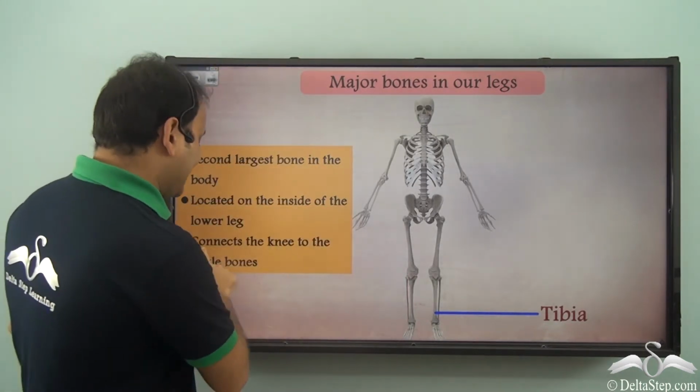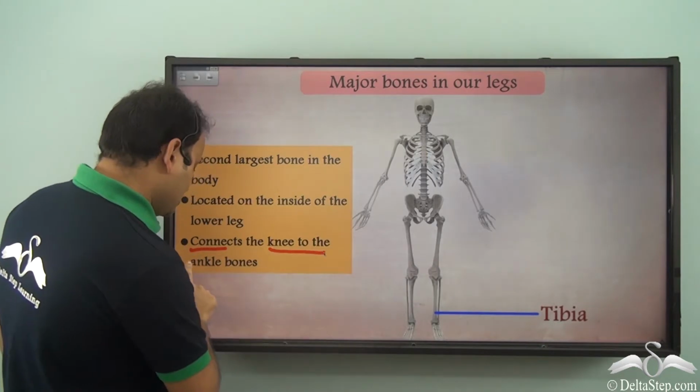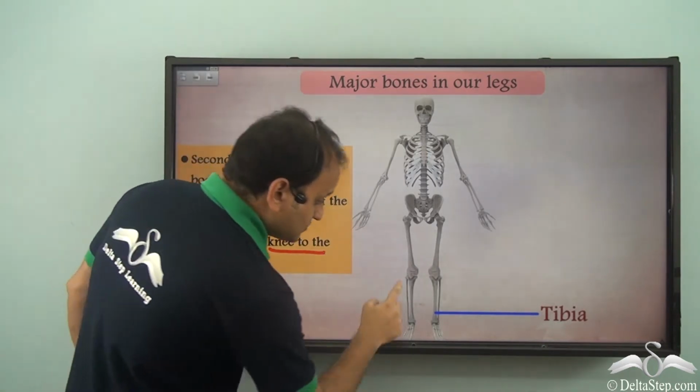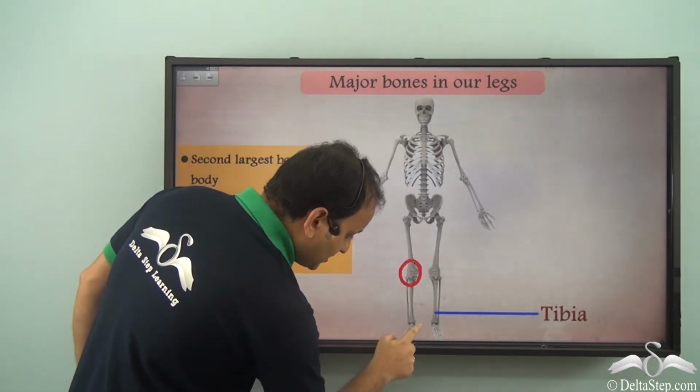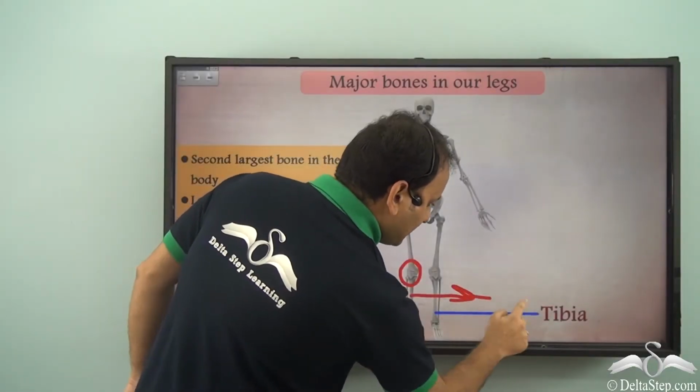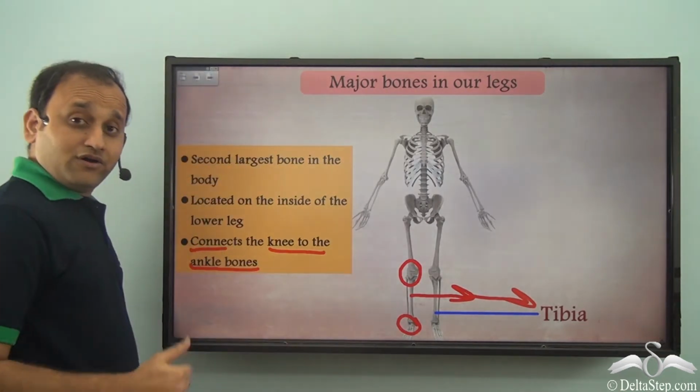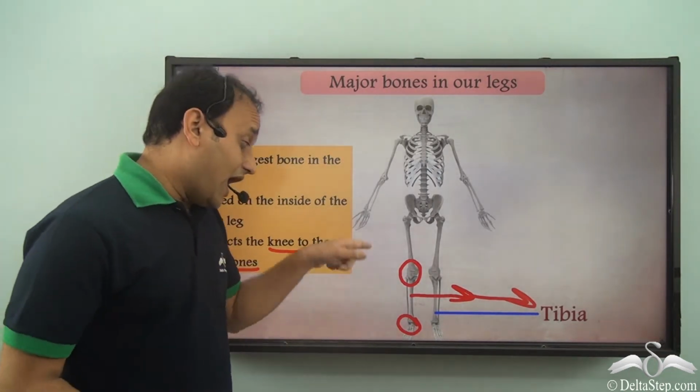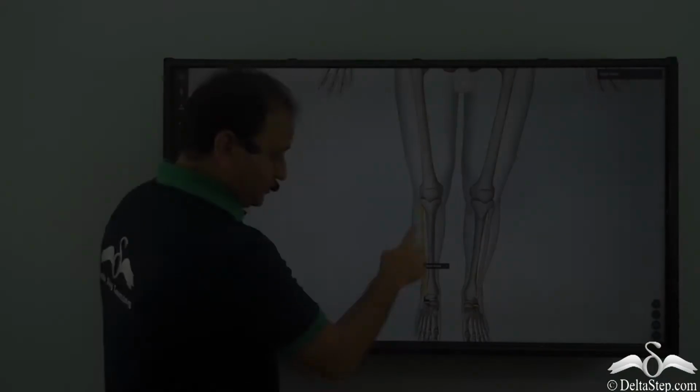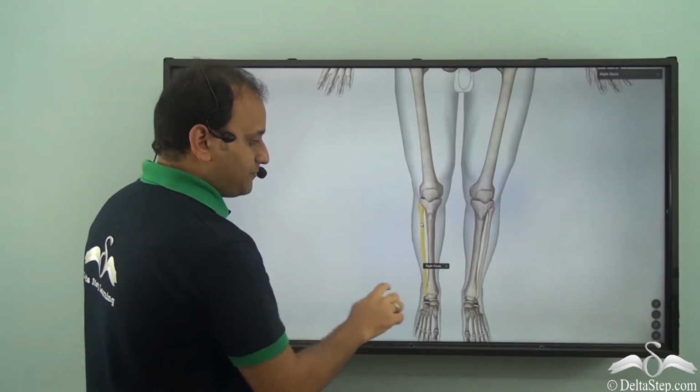And it connects the knee to the ankle bones. So you see, it connects the knee to the ankle bones here, and this is tibia. Now, let's have a look at the other bone in the lower leg, which is fibula. So this bone is the fibula.